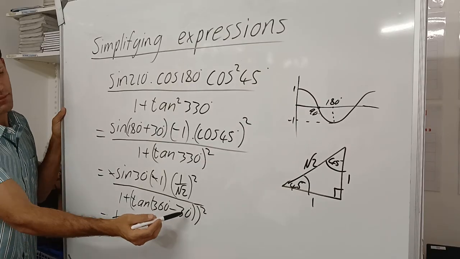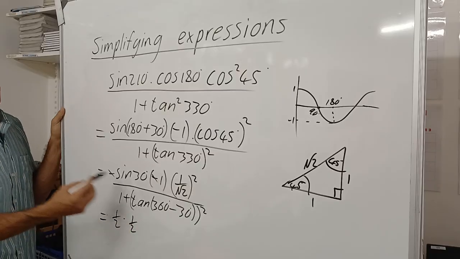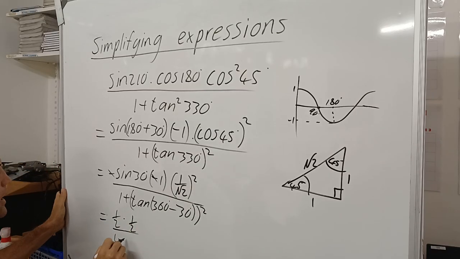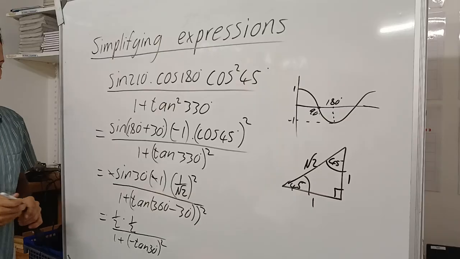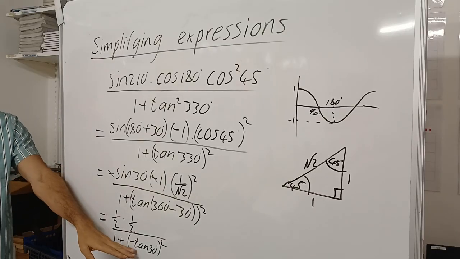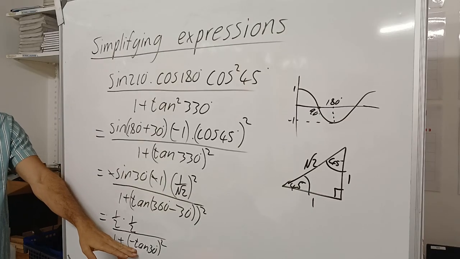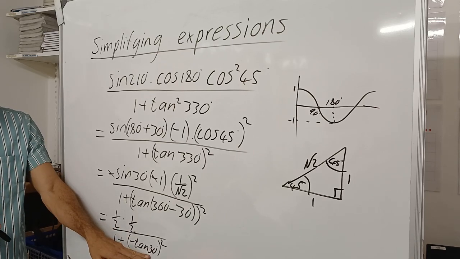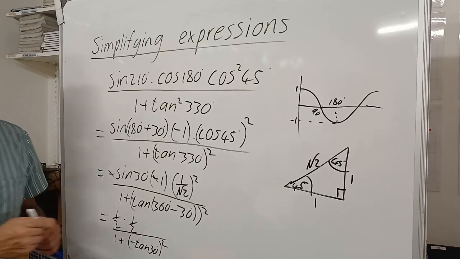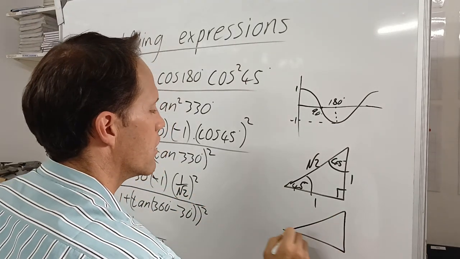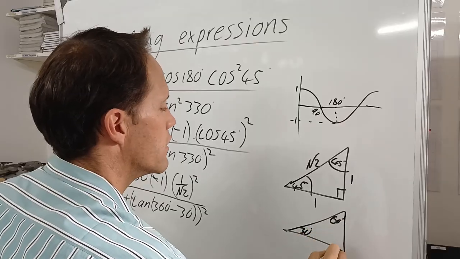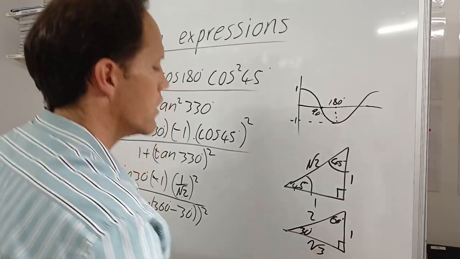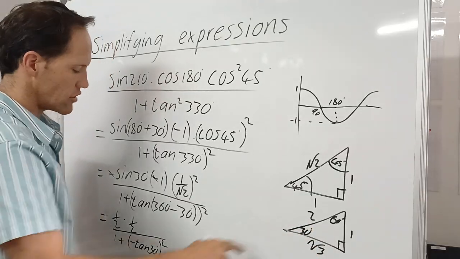So now tan 360 minus 30 is negative tan 30. So you're going to have 1 plus negative tan 30 squared. So it's keeping us busy. This denominator is keeping us busy here. So we got negative tan 30. Now you can look at the triangle. Let's just draw the triangle here quickly. So it's 30, 60, 1, 2, square root of 3. So then tan 30 is opposite over adjacent, so it's 1 over square root of 3.